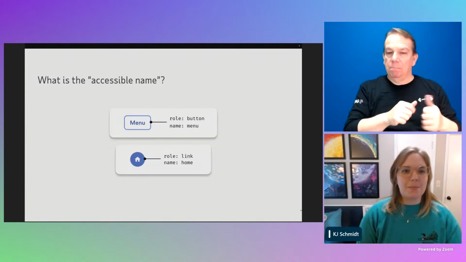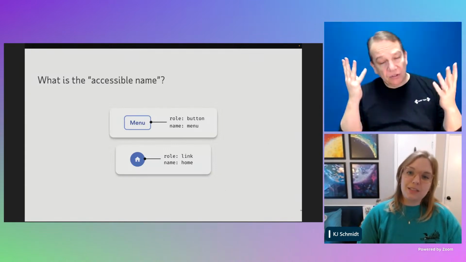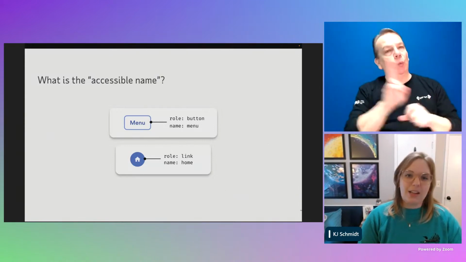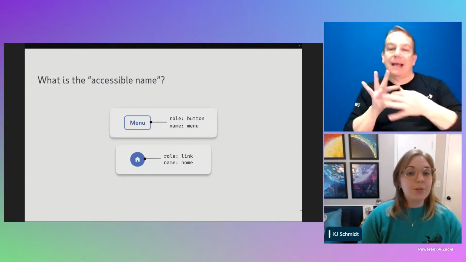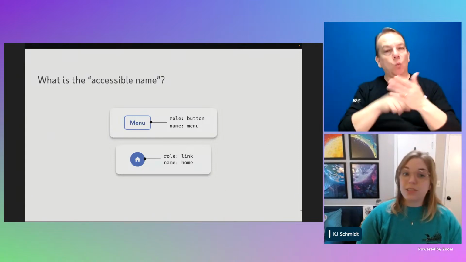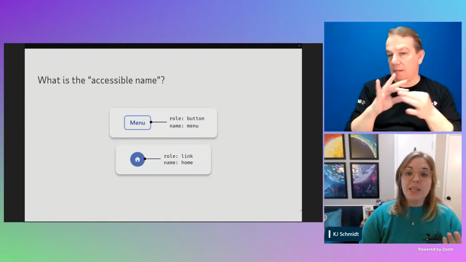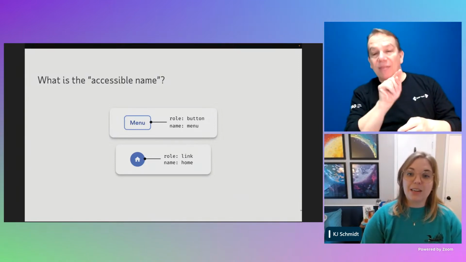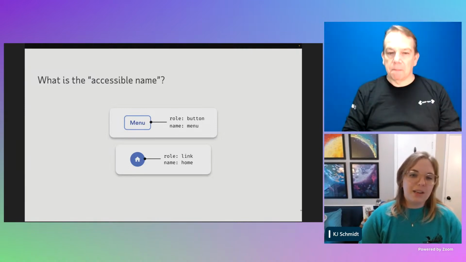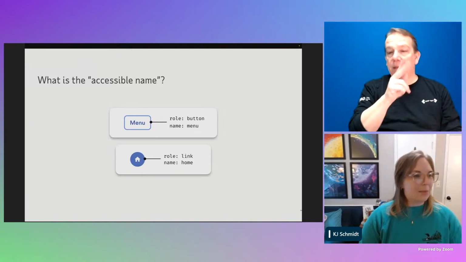What is the accessible name? The accessible name is a piece of information that assistive technologies, such as screen readers, can use to identify the element. It's attached to the element in the code. Screen readers will announce the name when focus moves to that element. And users of voice recognition software, which we haven't talked about yet, can speak the name of that element to target and activate different controls. So for example, our menu button here has a name of menu, and our home link has a name of home.